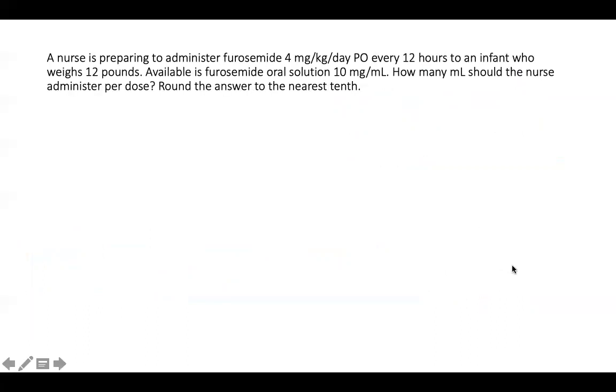Okay, so this question reads, a nurse is preparing to administer furosemide 4 milligrams per kilogram per day, PO, every 12 hours to an infant who weighs 12 pounds. Available is furosemide oral solution, 10 milligrams per milliliter. How many milliliters should the nurse administer per dose? Round your answer to the nearest tenth.